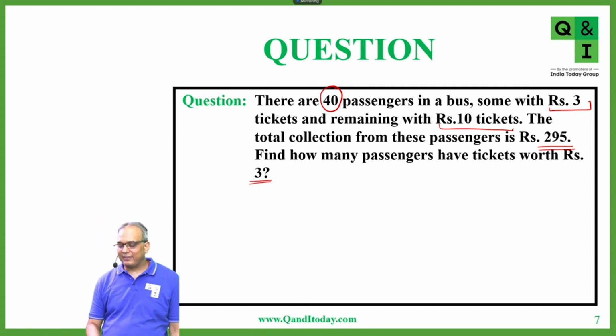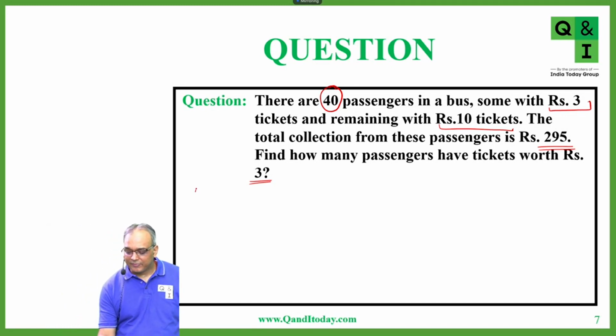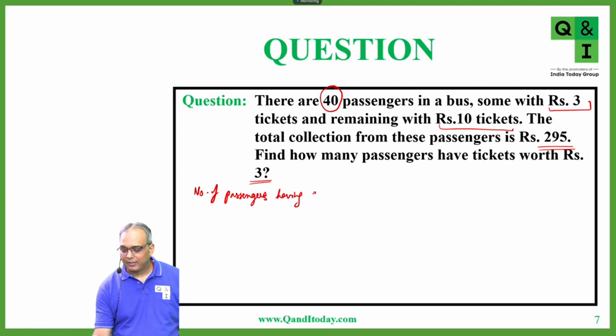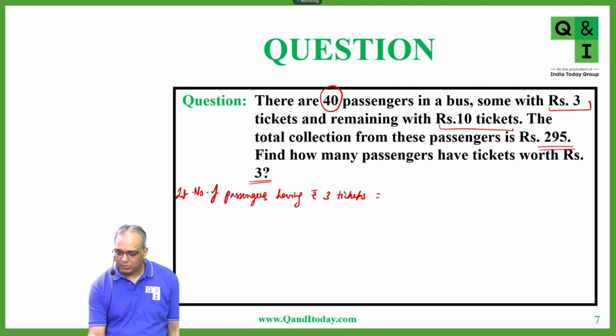Because the question asks how many passengers have tickets worth rupees 3, the number of passengers having rupees 3 tickets is going to be equal to x, and there are 40 passengers in total.